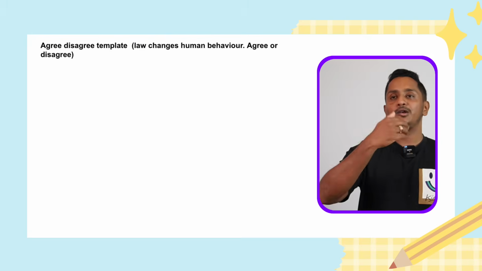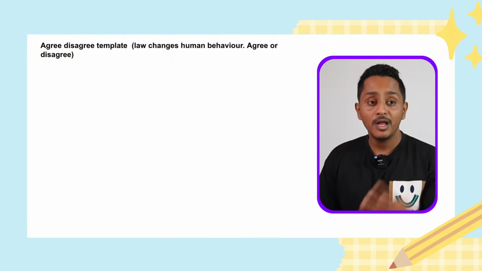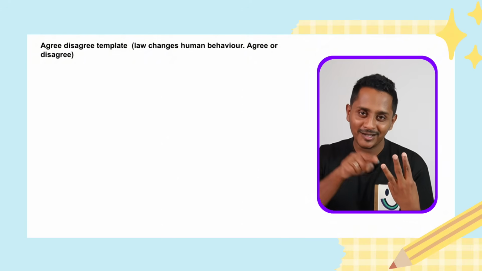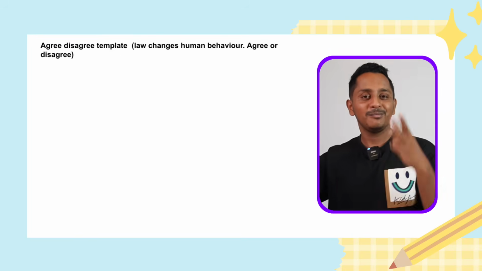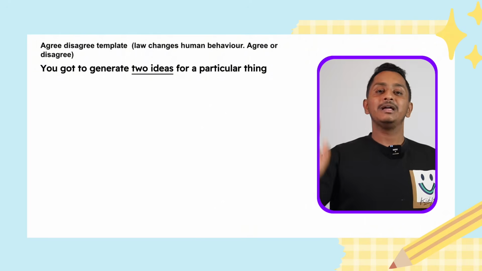Let's say you agreed that law changes human behavior. Second paragraph, you agree why law changes human behavior. Third paragraph, also you agree why law changes human behavior. Meaning you have to generate two ideas for a particular thing. You cannot write disagree in the third paragraph.